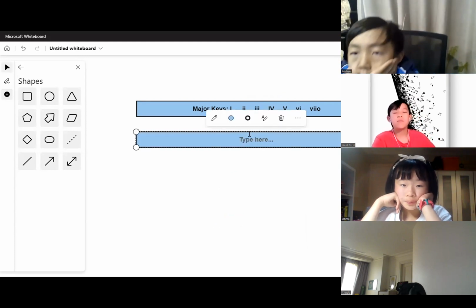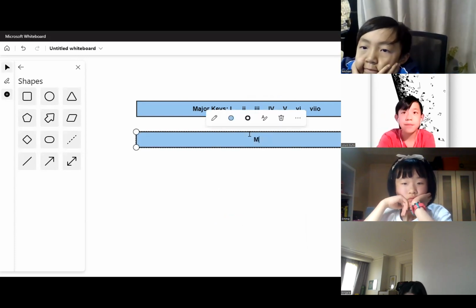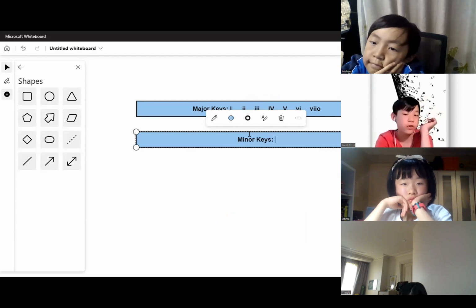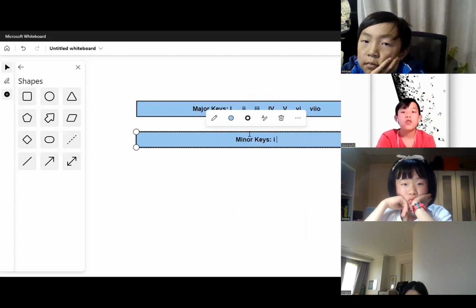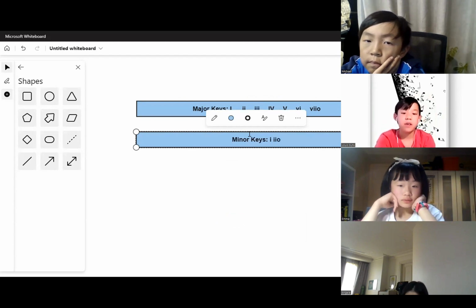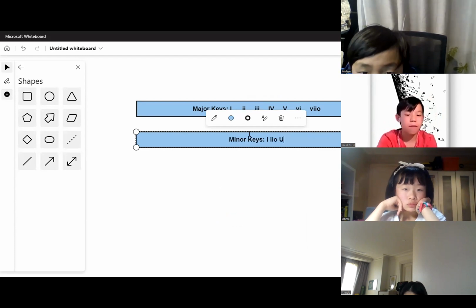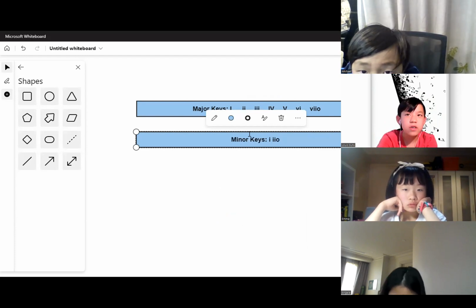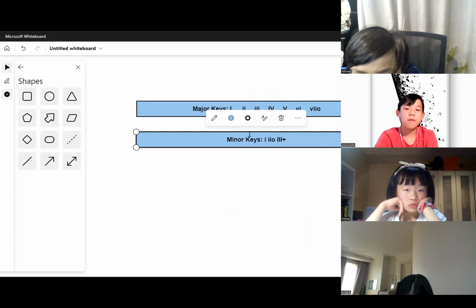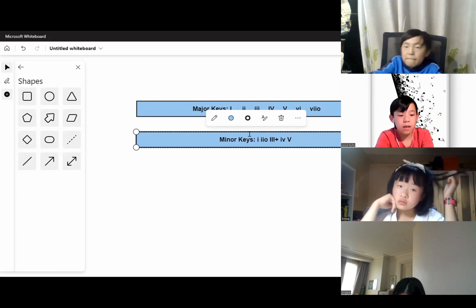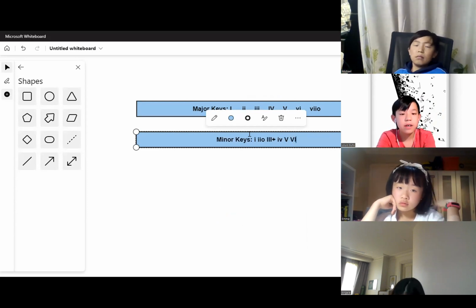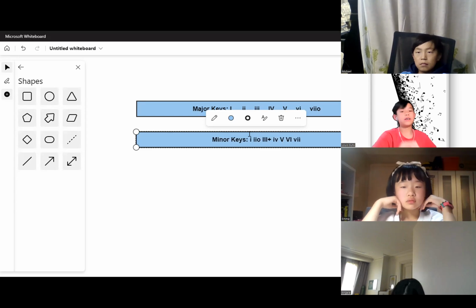Now, minor keys. This is for the harmonic minor, which means that you always still have to raise the leading note. Okay, 1 is minor, 2 is diminished. Okay, this is about to get very weird. 3 is augmented. 4 is minor, 5 is major because of the raised leading note. 6 is major, and 7 is minor.